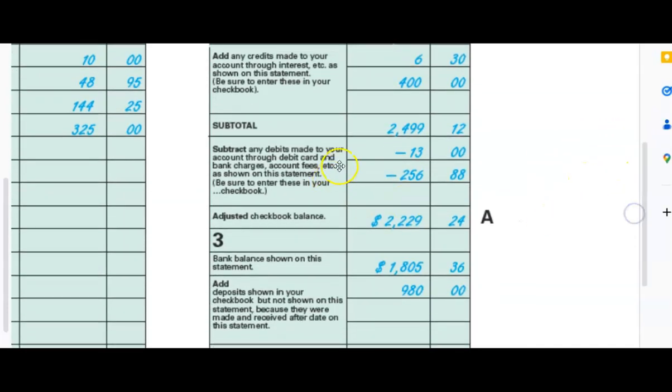And then here it says to subtract any debits made to your account through debit card, bank charges, or account fees. These include, as it states, things such as service fees, sometimes a check printing fee, and insufficient funds checks. Any service charges or fees from the bank would be included in the subtract section. You would total any of the debits, and then you would get your adjusted checkbook balance by subtracting them from your subtotal.